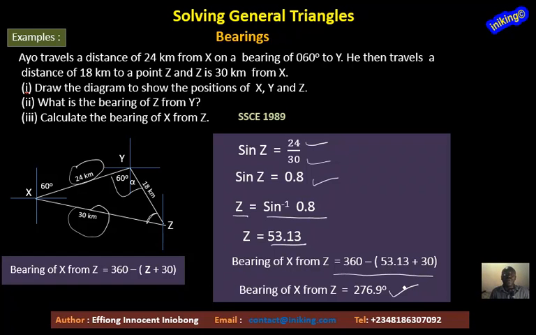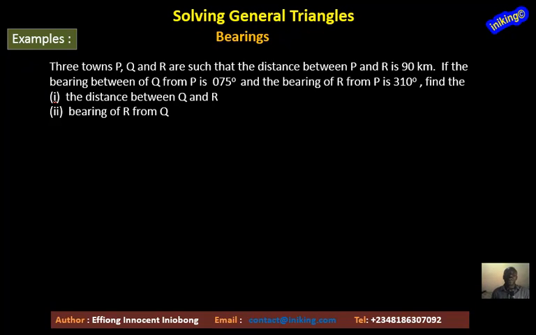Let's quickly move on to the second. The second question states that three towns, P, Q, and R, are such that the distance between P and R is 90 kilometers.